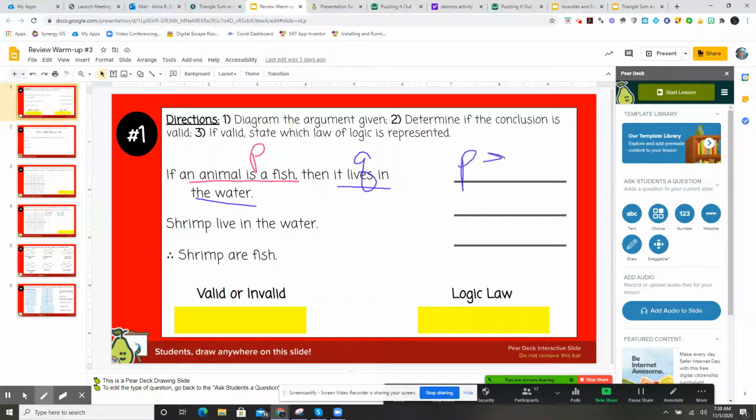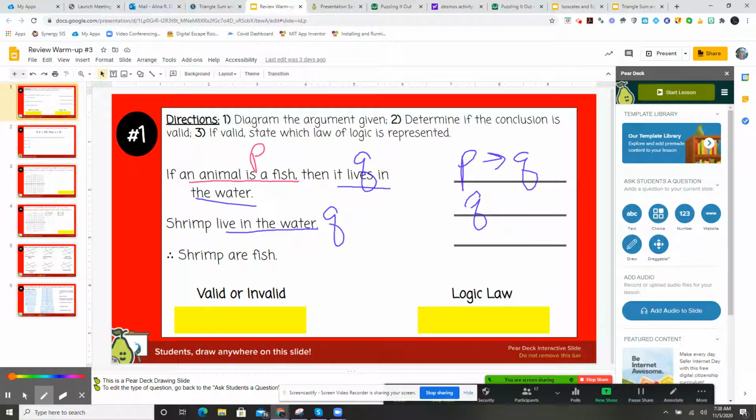So I've got P, arrow Q. That's my conditional statement. Then when I go to the next sentence, this is a simple sentence. It's not a compound sentence. It's just one simple clause. Shrimp live in water. That most closely matches the live in water of that Q statement. So I write Q. This can't be syllogism because it's only a simple sentence there.